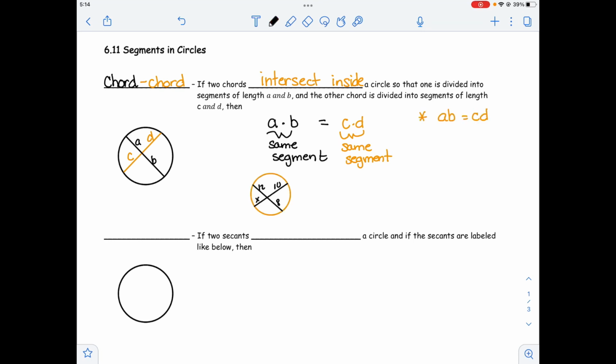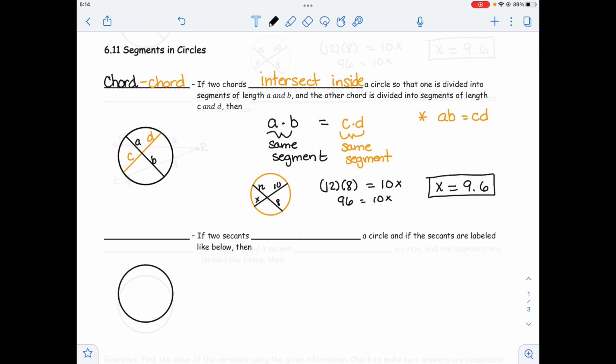So on the same segment, we have 12 times 8 would be equal to 10 times x, or 10x, and then you would solve for x. So you'd have 96 is equal to 10x, and then x would be 9.6. So that's an example of the chord theorem to find a segment length.